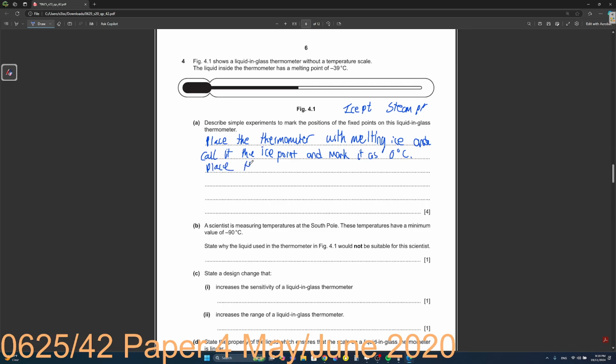And then we want the steam point. Place the thermometer above boiling water, or you could say with steam, in contact with steam. And we said mark it and call it the steam point and mark it 100 degrees Celsius. Let's see what the marking scheme says.